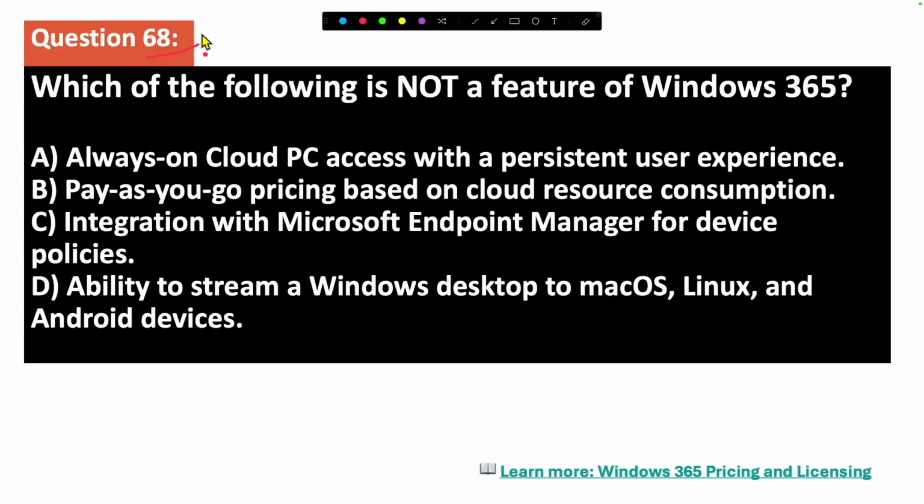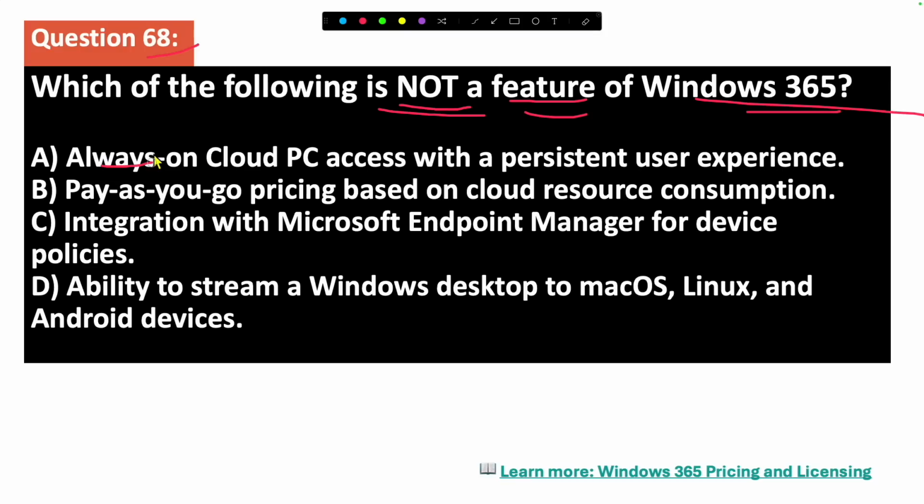Let's look at question number 68. We are using the detection method to find which is not a feature of Windows 365. When we go through this exercise, we will learn three features of Windows 365 by eliminating the one which is not. The first option is always on cloud PC access with persistent user experience. I'm sure by now you know exactly what a persistent user experience is. I kind of demonstrated it to you.